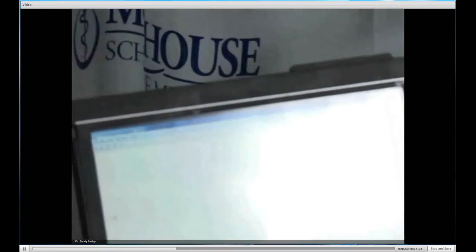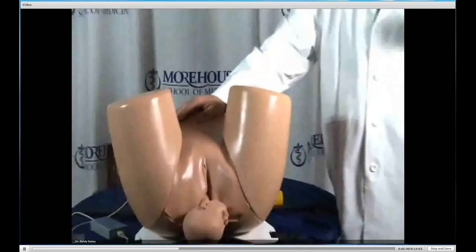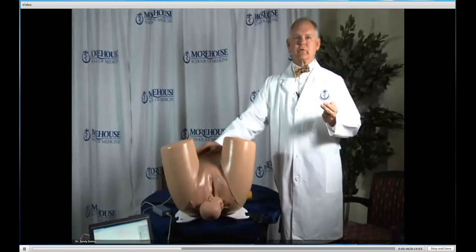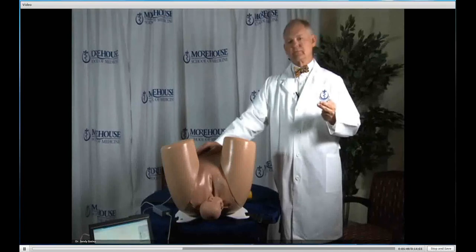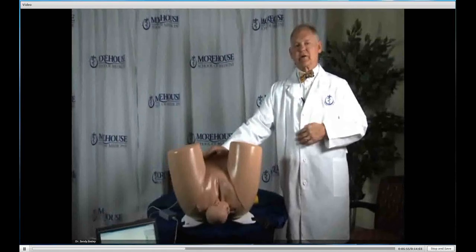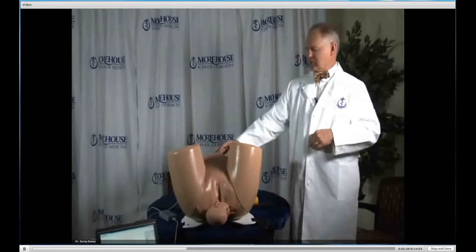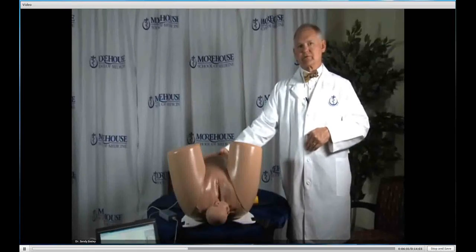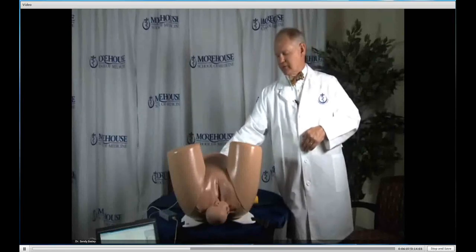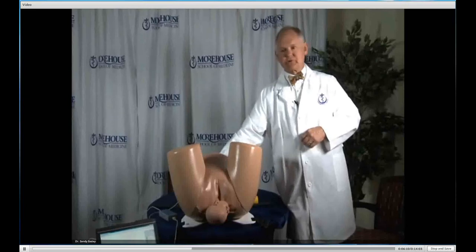Now we're going to demonstrate how we're going to practice 3 maneuvers to disimpact the anterior shoulder. We're going to have Dr. Herring do the Rubin maneuver. Then he's going to do the wood screw to disimpact the shoulder, and then finally the delivery of the posterior arm. This is when the trainer has to really get busy, because the trainer has to hold the mannequin in an impacted shoulder position. And the best way to do it that I've found is to sit on the table, grasp the mannequin either by the legs or the arm to keep that shoulder up there.